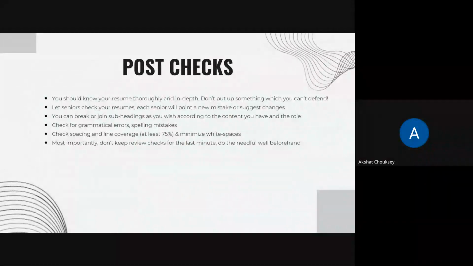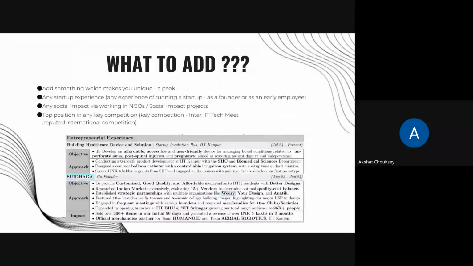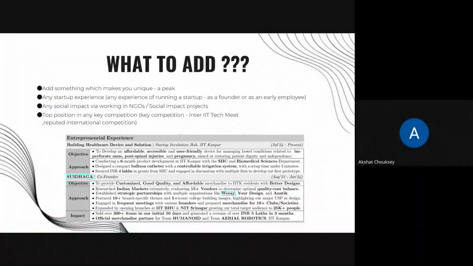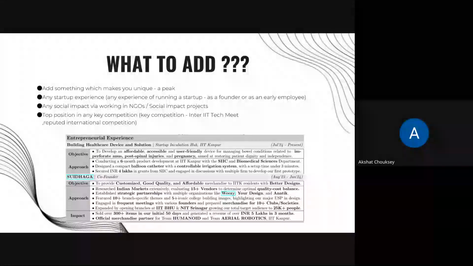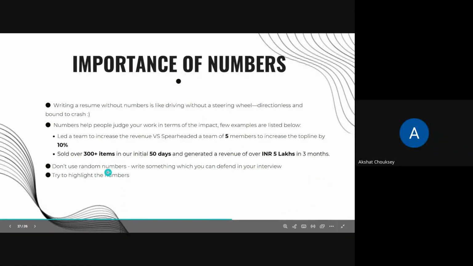Include as many numbers as you can, but don't write random numbers. Suppose the company member asks you about a feature you have written, 10 plus branch-specific things, or any numbers you have written, 5, 10, 20. If he asks you to justify that number and you fail, then the whole interview ends at that point. So don't write random numbers, but include as many numbers as you can. Write something which you can define for your interview.